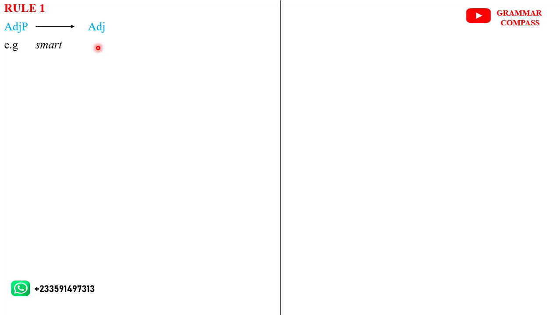We can say smart. If we want to represent smart on a tree diagram, then this is the rule that we are going to follow. We know that smart is a single word adjective. So it means that this adjective phrase consists of what? A single word adjective, smart. First of all, what kind of phrase is this? It is an adjective phrase, and it consists of, you draw your vertical line and you write your adj, your adjective, that is smart. We have represented this adjective phrase in phrase structure grammar as this.